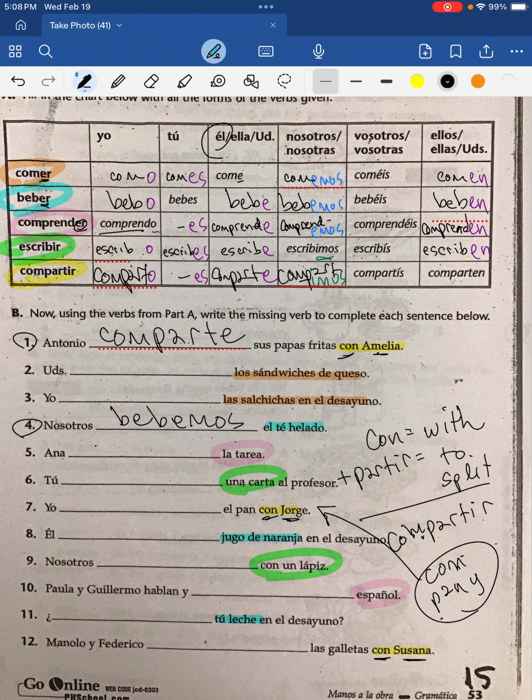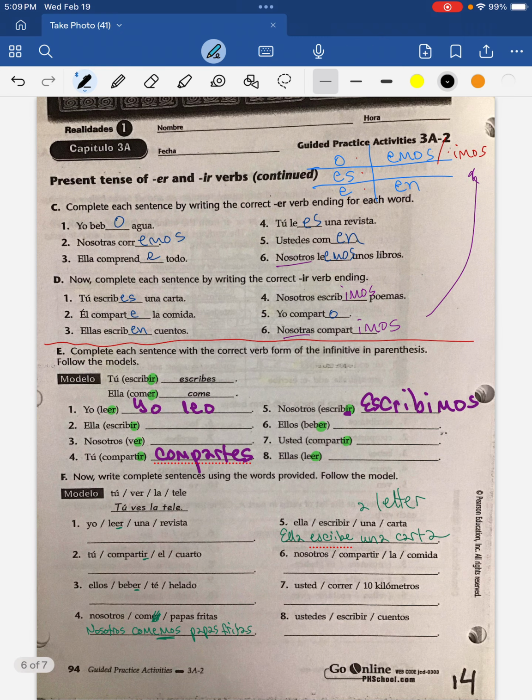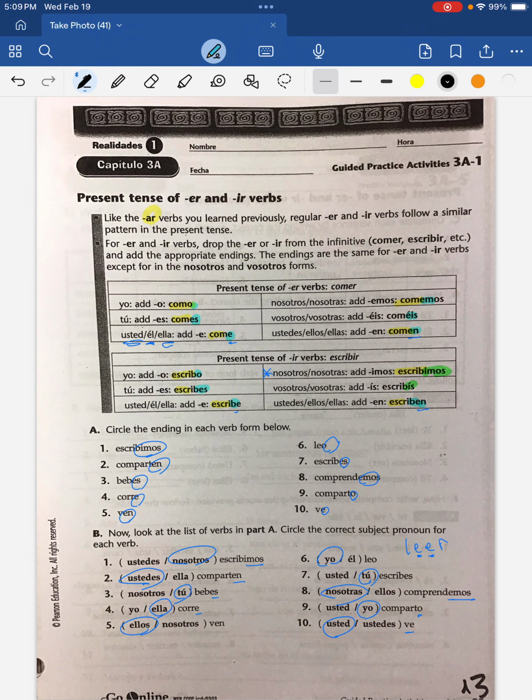Got one more here. I'm going to help you guys out. So we know they understand it. How do I know it's they? Paula y Guillermo, 2 people. We have one ella and we have one él. We put them together. They are an ellos. They speak and they understand Spanish, or comprenden. So remember, we are dropping the ER or the IR, adding the correct endings. You can always flip back and see on the chart on page 13. Complete all 3 packages.